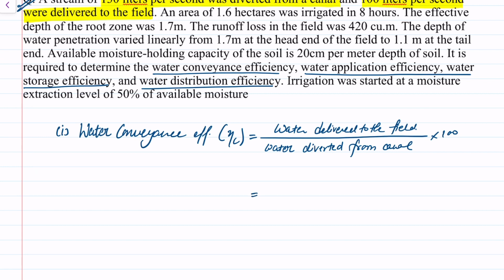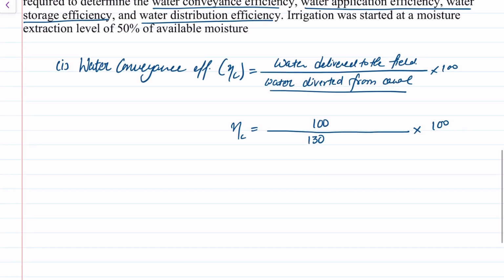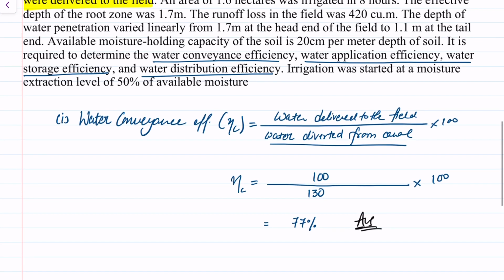So the water conveyance efficiency will be: water diverted from the canal is 130 liter per second, so this will be 130. Water delivered to the field is 100 liter per second. Since the unit is the same, we just need to do the division into 100. Solving it, the value comes out to be almost 77%. This is the answer for the first type, the water conveyance efficiency, that we have found. All right, keep solving as we move ahead.